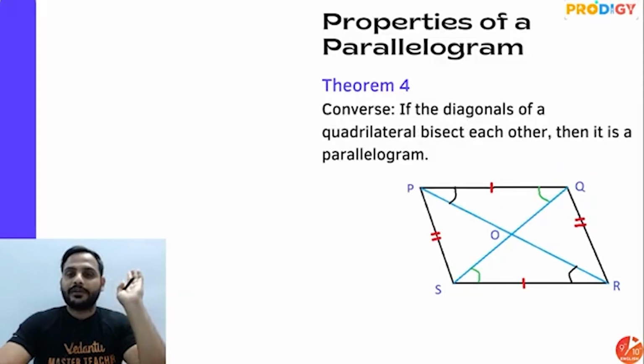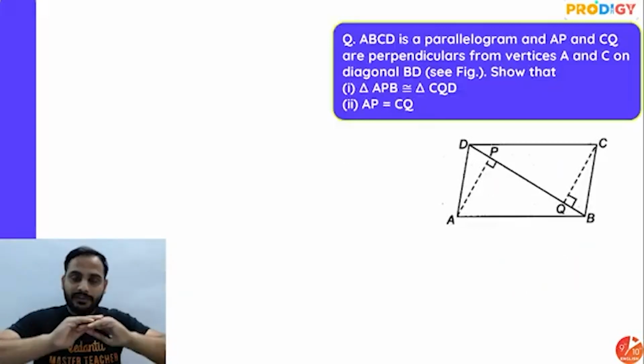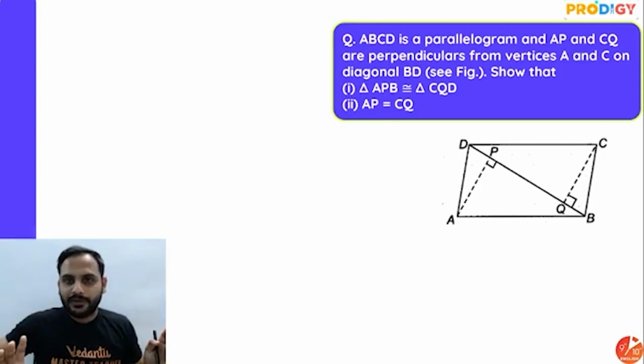Diagonals of a parallelogram bisect each other. How to prove that, please go through the first session because it is a very lengthy topic. I have discussed each and everything in detail. We'll be focusing on questions now.